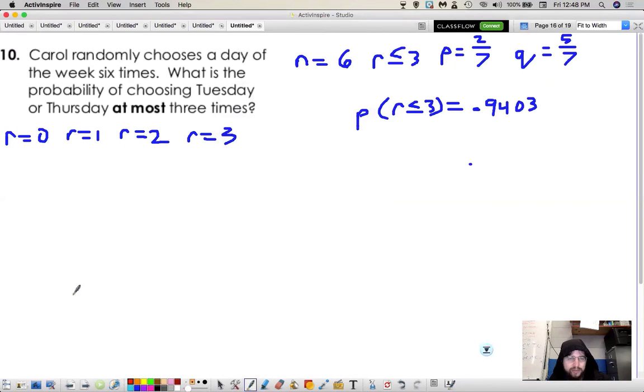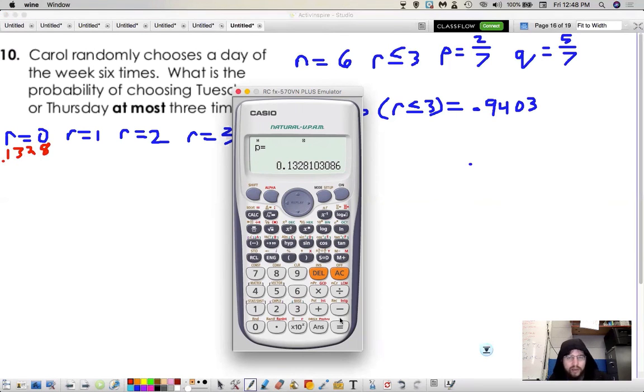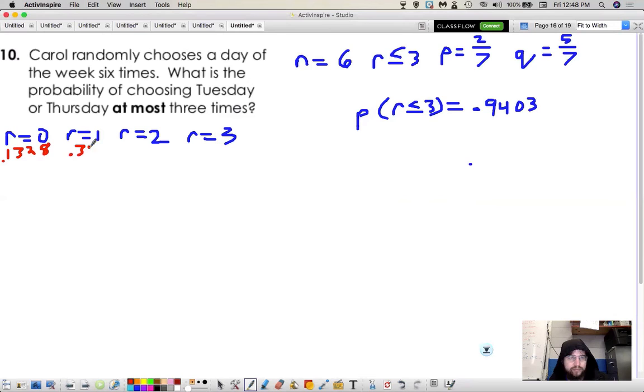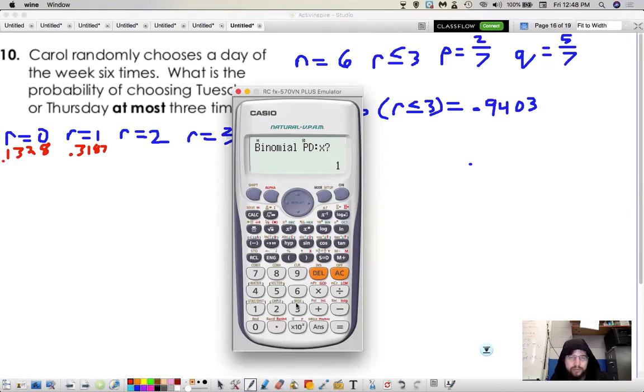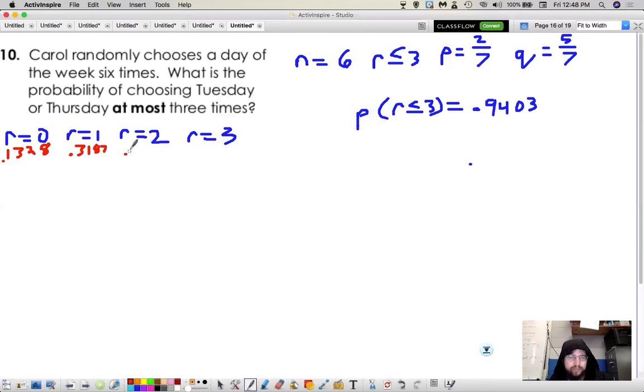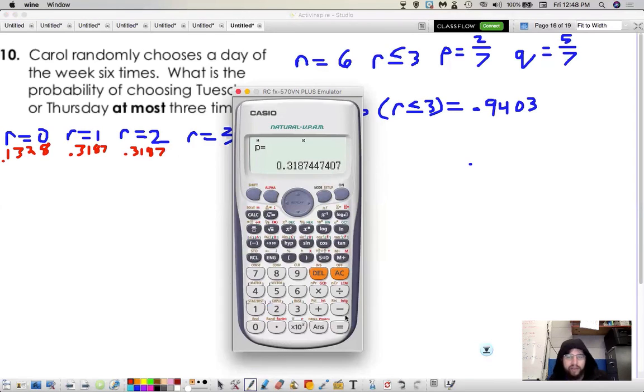We can see it'll be close. 0.1328. And then if X is 1, 0.3187. If X is 2, 0.3187 again. If X is 3, 0.1700.